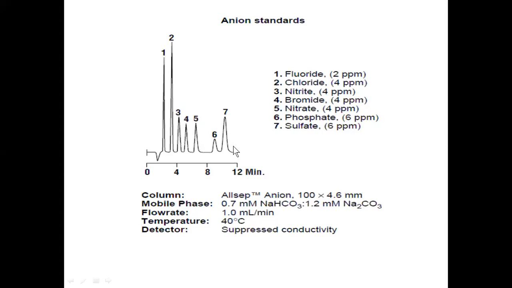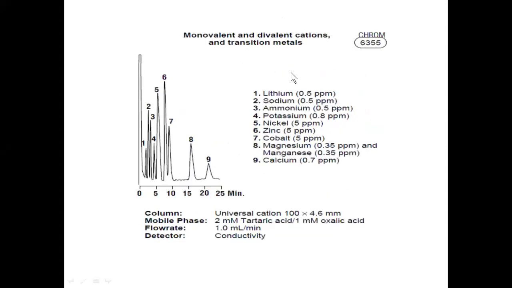There is no overlapping, and we are able to distinguish the retention times of each and every peak for fluoride, chloride, nitrite, bromide, nitrate, phosphate, sulfate, etc. So ion exchange chromatography can be used for the separation of ionic species, especially by using anion exchange resin, we can separate these 7 anions. And you can even extend the application of ion exchange chromatography to the separation of monovalent, divalent, trivalent, and even transition metals, because they are charged.